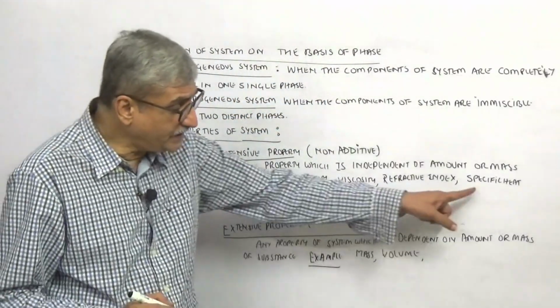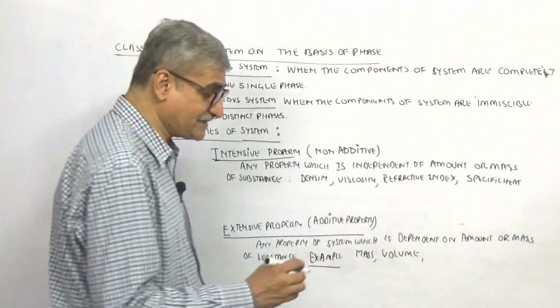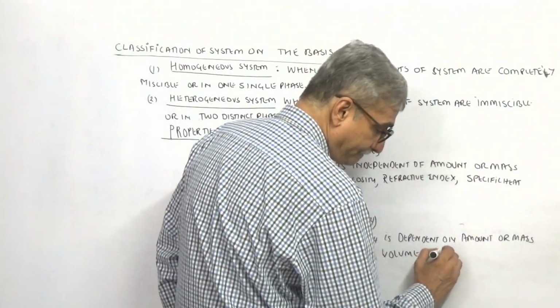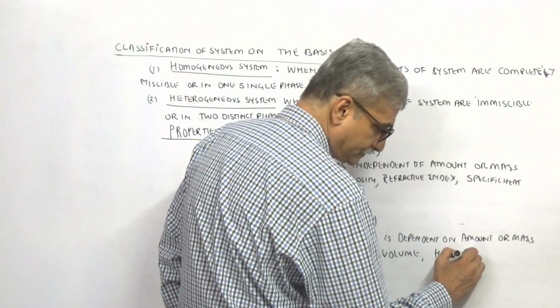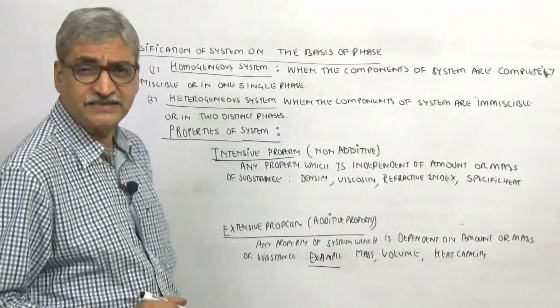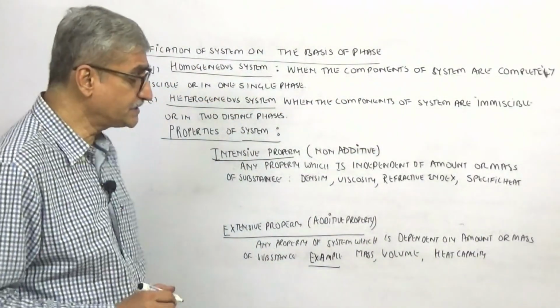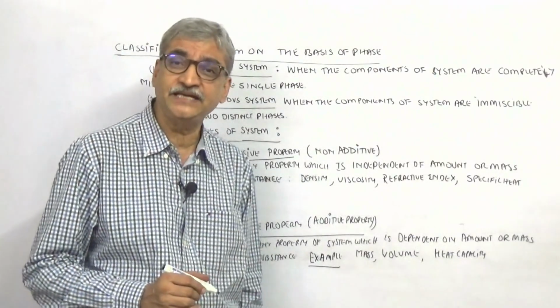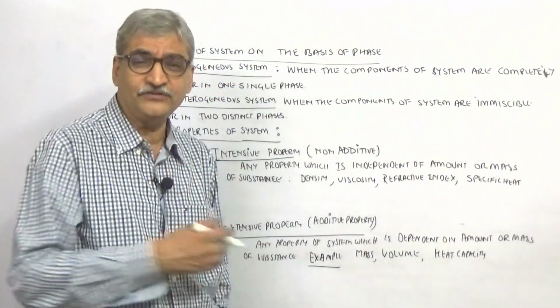But if specific heat does not change, heat capacity will change. Remember that. Because what is heat capacity? Heat capacity is given by the formula mc theta. So the formula itself you have.